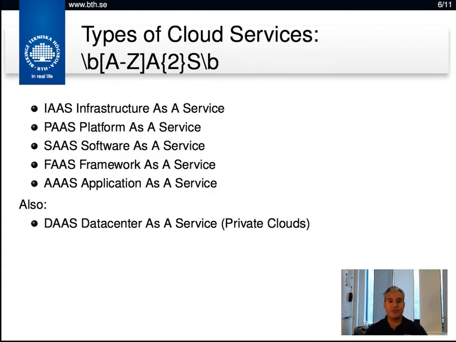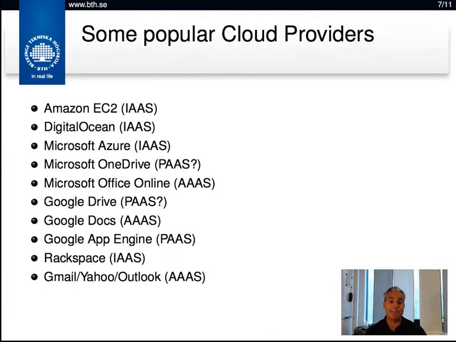Different cloud services range from anything between infrastructure as a service, where you basically get your own virtual machine and you have to install the operating system from scratch, up to software or applications running as a service, where you are just a user to a service that's provided by someone else. We could also add data center as a service if we want to add our own private clouds, for example.